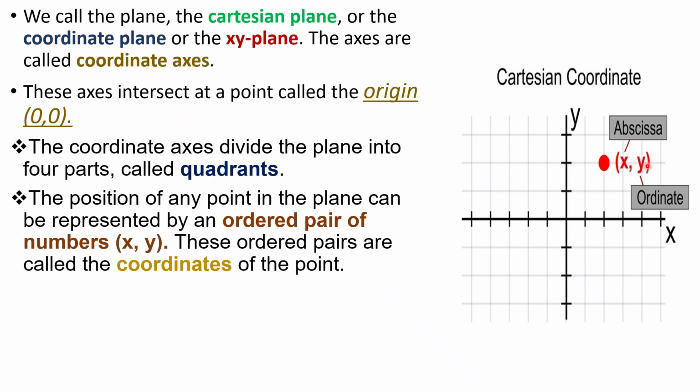Why are we taking the four quadrants? Before that, always remember these are to be written in an ordered manner. What do you mean by ordered manner? X is written first, Y is written second. The X value is called the abscissa and the Y value is called the ordinate. This ordered pair is called a coordinate point.